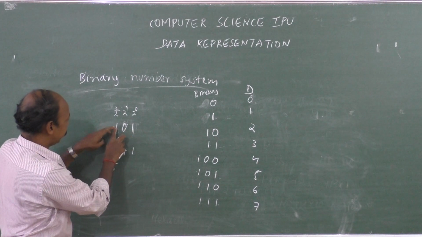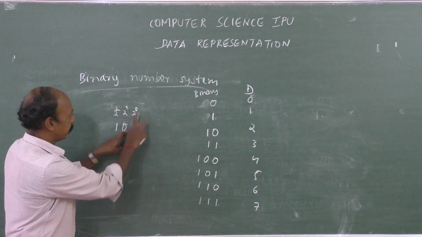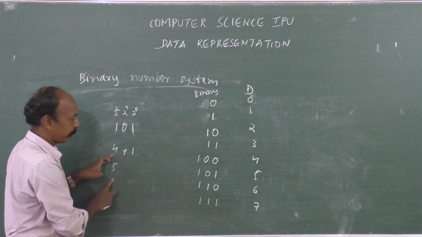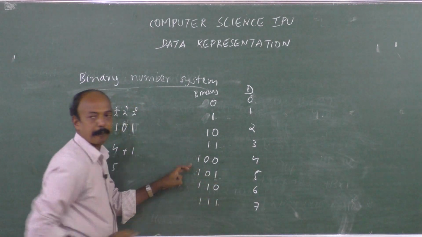So here, this is for this position and this position. 2 to the power 2 is 4. 2 to the power 0 is 1. 4 plus 1 is 5. So 101 is 5.